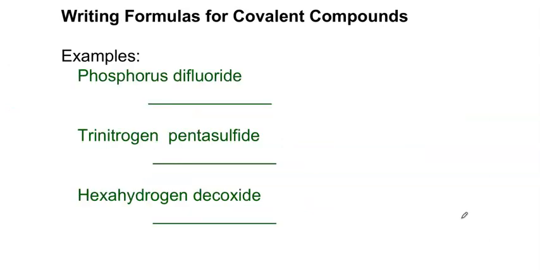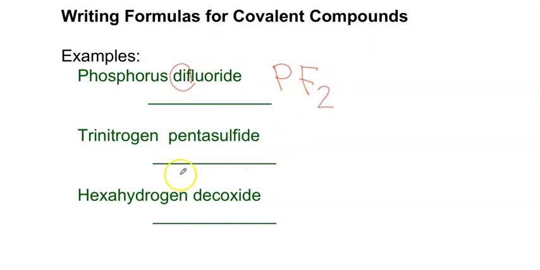Okay, so let's do an example. So this says phosphorus difluoride. So the phosphorus, it's an understood 1. We don't need to write the 1. It's understood to be there. Difluoride. P-F, di, meaning 2.